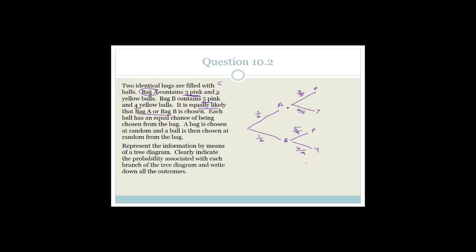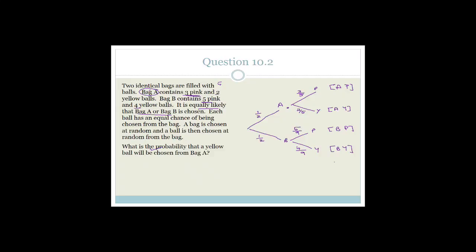Now, the probability here would be bag A choosing pink. This would be getting bag A and then choosing a yellow. This would be bag B choosing a pink. And this would be bag B choosing a yellow. So this would be A and then yellow. This would be B and then pink. And this would be B and then yellow. Happy with that? So those are all the outcomes. Have we drawn a tree diagram? Yes. Have we clearly indicated the probability associated with each of these? Yes. Have we written down the outcomes? Yes. Right, next question.